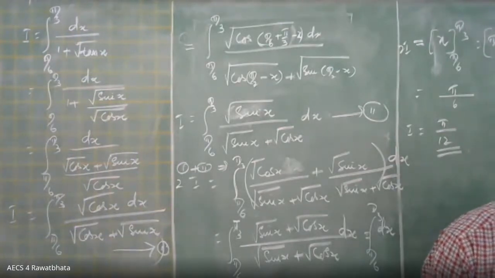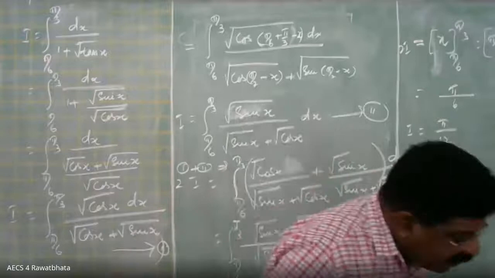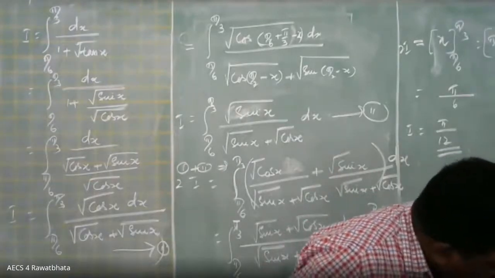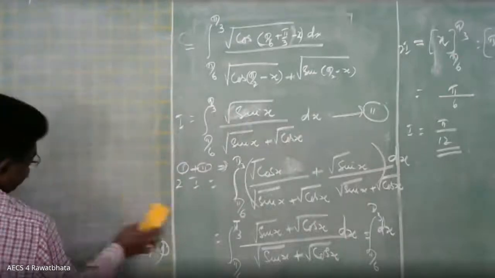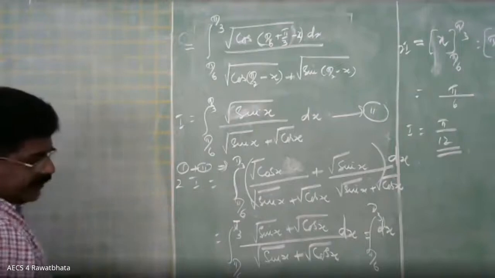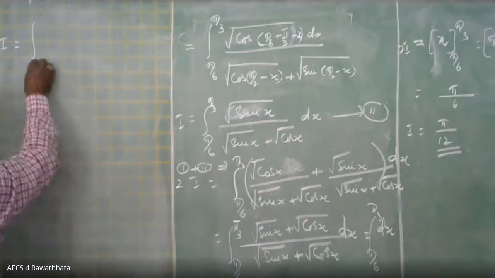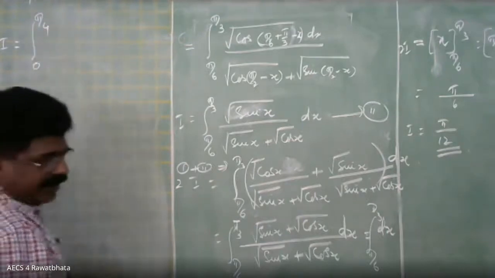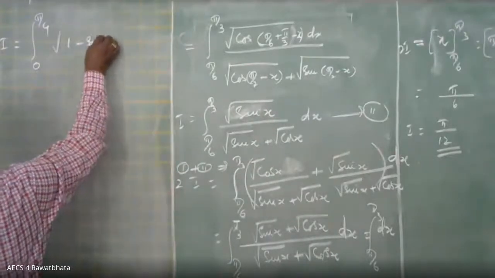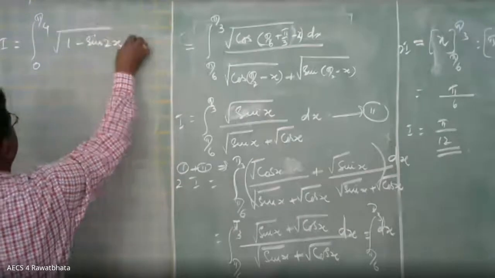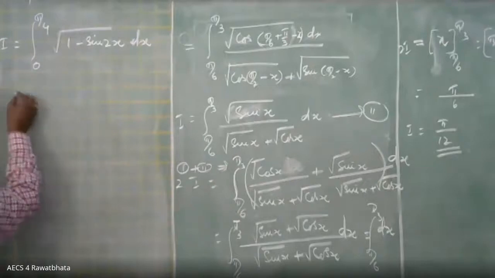Yes, one interesting question. The integration limit is 0 to pi by 4. I is equal to the integral from 0 to pi by 4 of root of 1 minus sine 2x dx. Okay, so very simple it is.